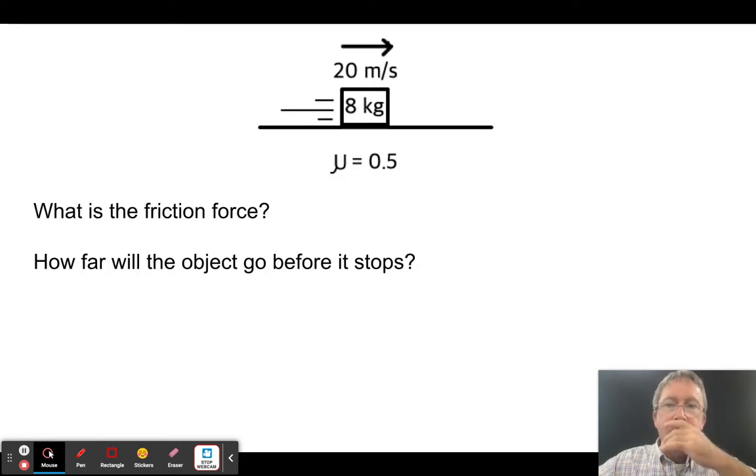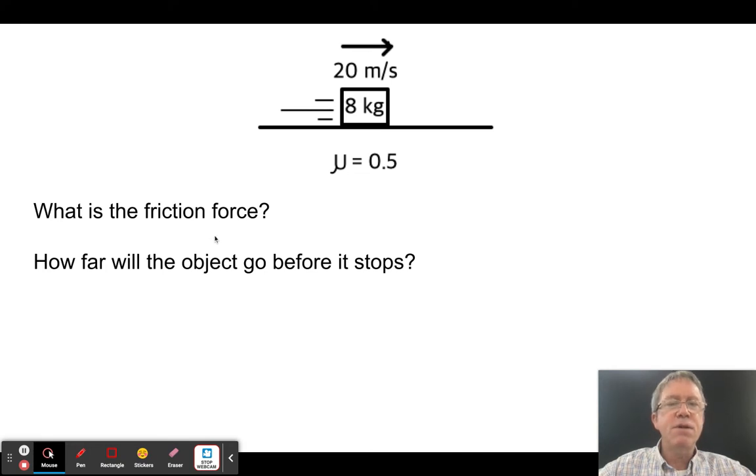Okay, now let's try solving some problems here. So I have this object. Notice this object is moving, so I'm not dealing with static friction. I'm dealing with kinetic friction. So it's going to be equal to a value. I want to know, what is the frictional force acting on this object, and how far is this object going to go before it stops? And this is what I know. I know it's traveling at 20 meters per second. It has 8 kilograms of mass, and the value for mu is 0.5.